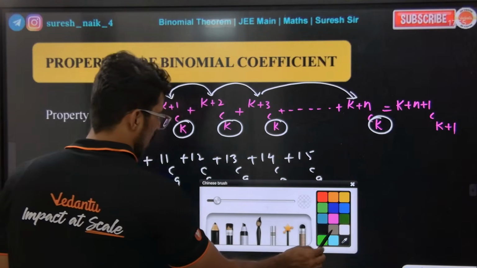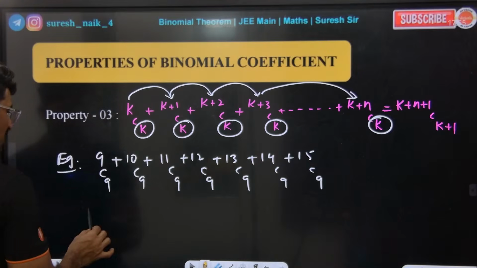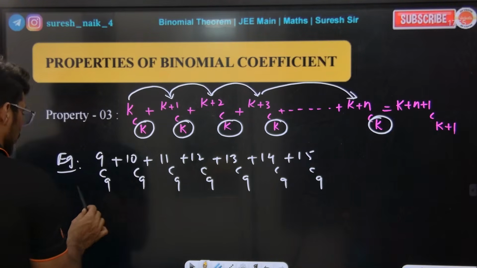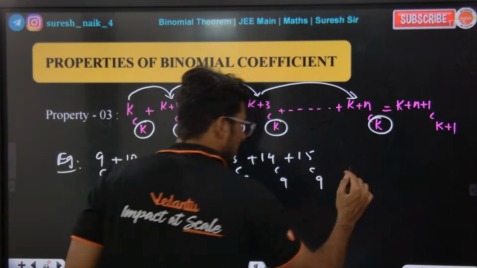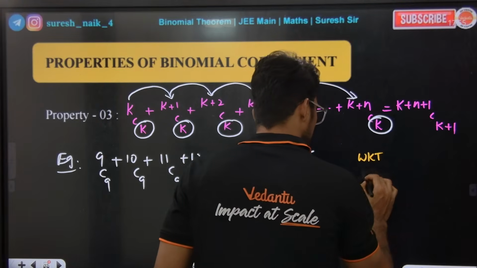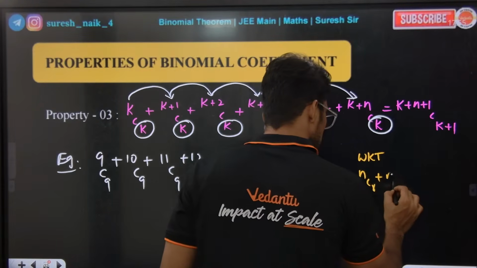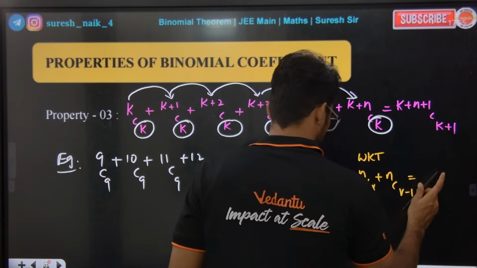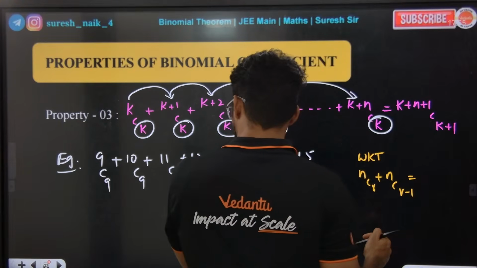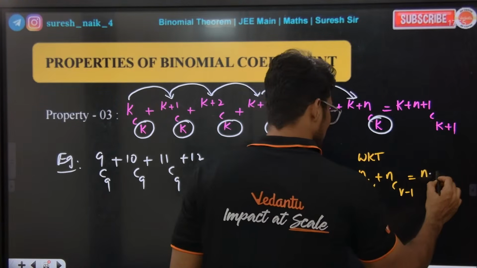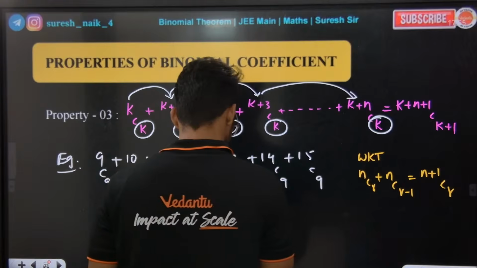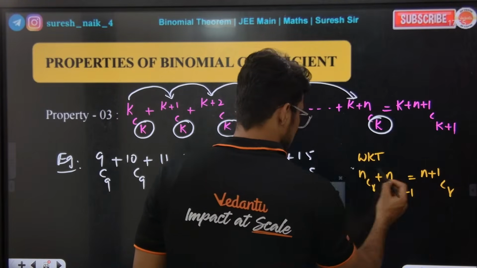Now see how I apply this property. To apply this property, I know a formula. What formula do I know? We know that nCr plus nC(r-1) is equal to what? Basically (n+1)Cr. In the formula, just now I have taught you this property.